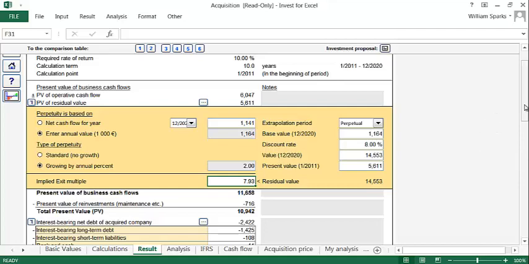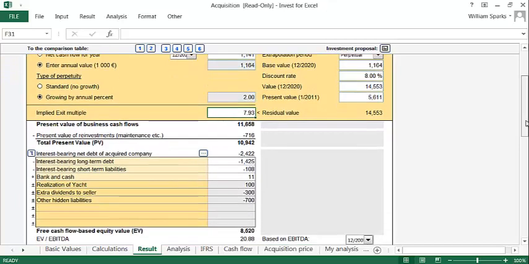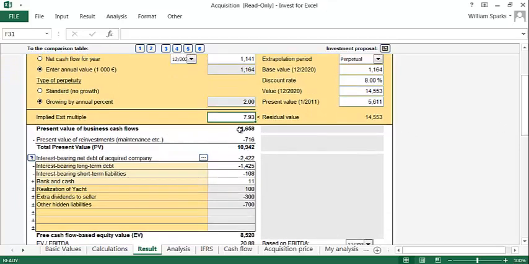Then we have the present value of business cash flows, 11.6 million. Then we deduct, and this is a little bit odd, the present value of the investments we made during these 10 years. So we had this 100,000 per year, 4% growth, new investments. This is the present value of those. So now they are deducted, and we have the final present value, 10.9 million.